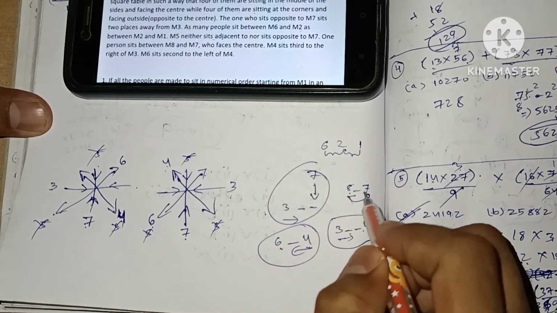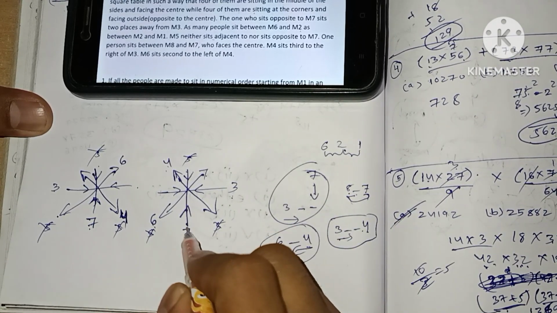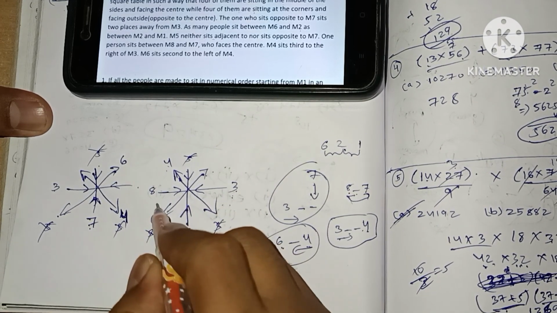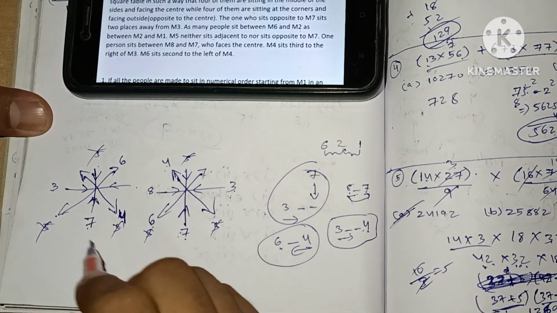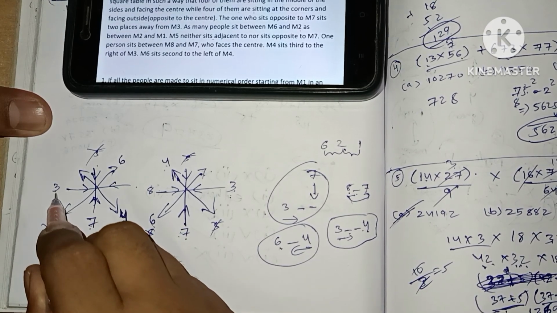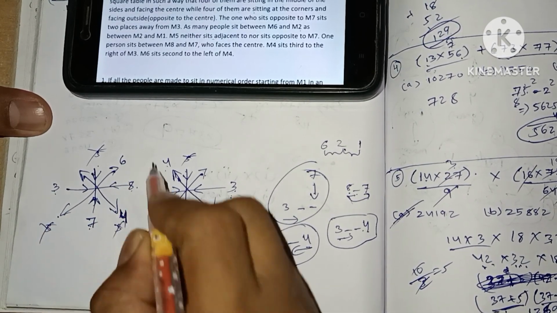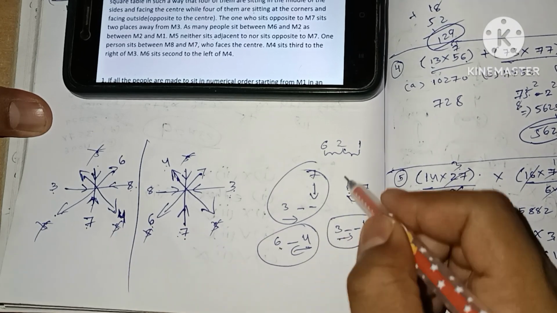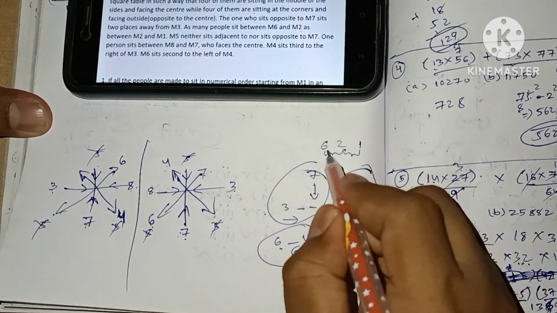8 and 7 in between only one person. Here we have 7. We cannot place 8 here, so this is a place for 8. So we have completed almost. This one is also completed. Next we need to find this one.